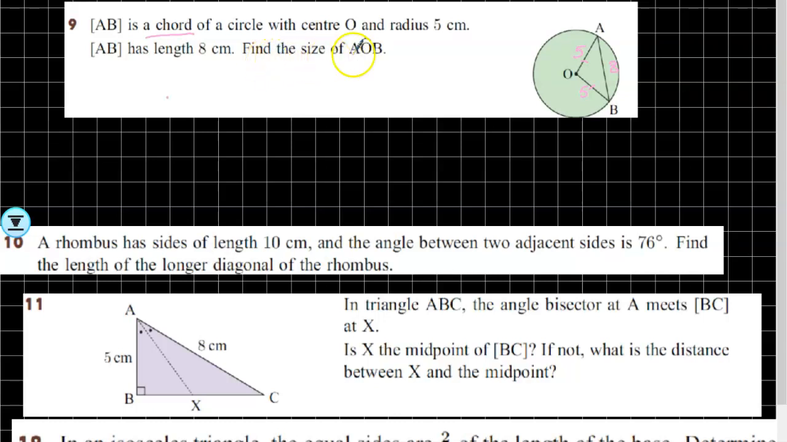Right, the size of, this is angle AOB. I tend to write it angle AOB. But you're wanting to find this angle. All right, it's got the little hat over the angle that's required. Both methods are okay with asking for that. Does that make sense?